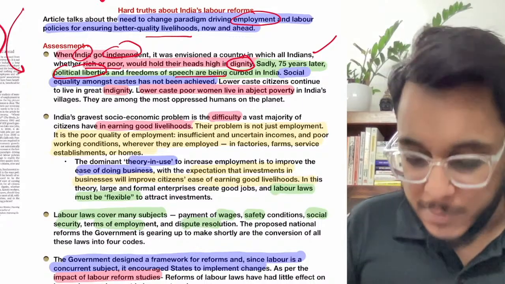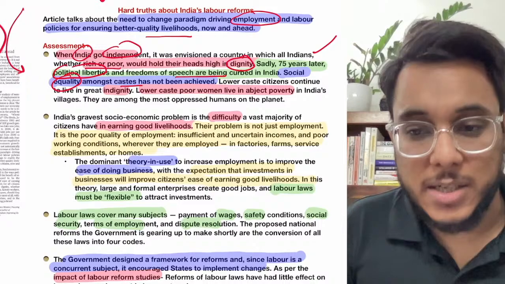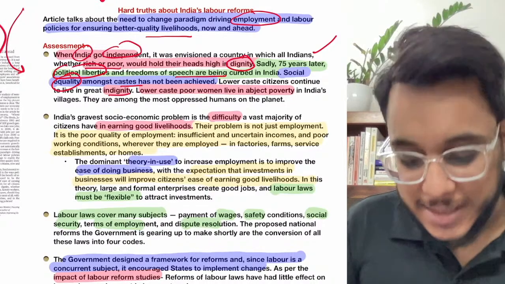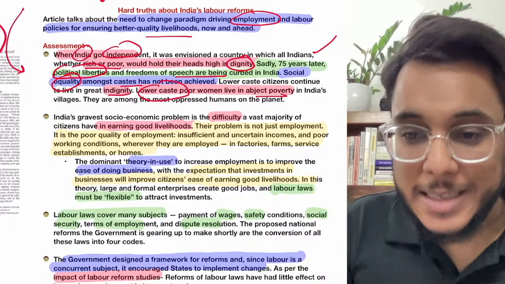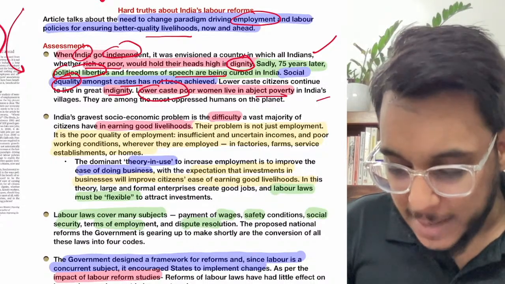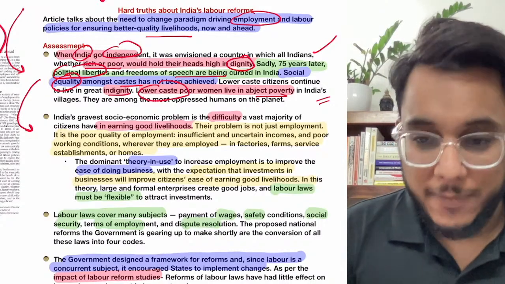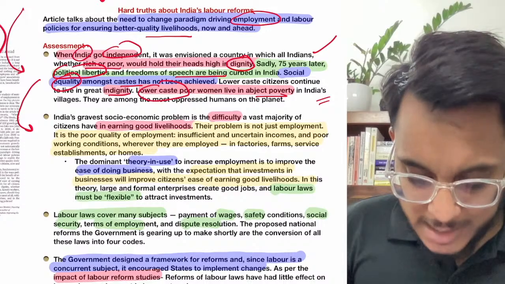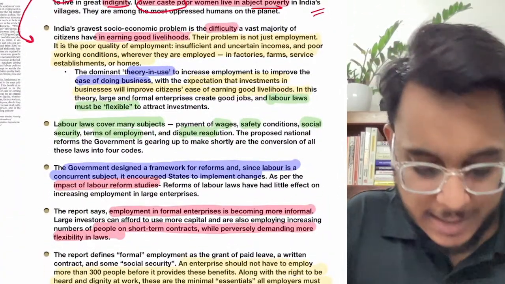Freedom of speech is being curbed. Social equality amongst the castes is not there, and caste discrimination still exists. Indignity has increased. Lower caste poor women are living in abject poverty. Particular religions are often not able to enjoy complete freedom of their faith. Such kinds of issues are coming. Now guys, moving on, it has been stated that the biggest problem in India is poverty.